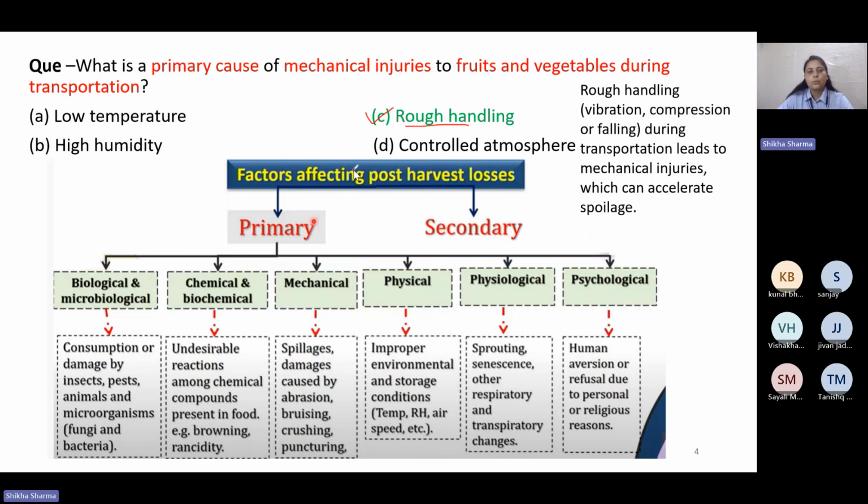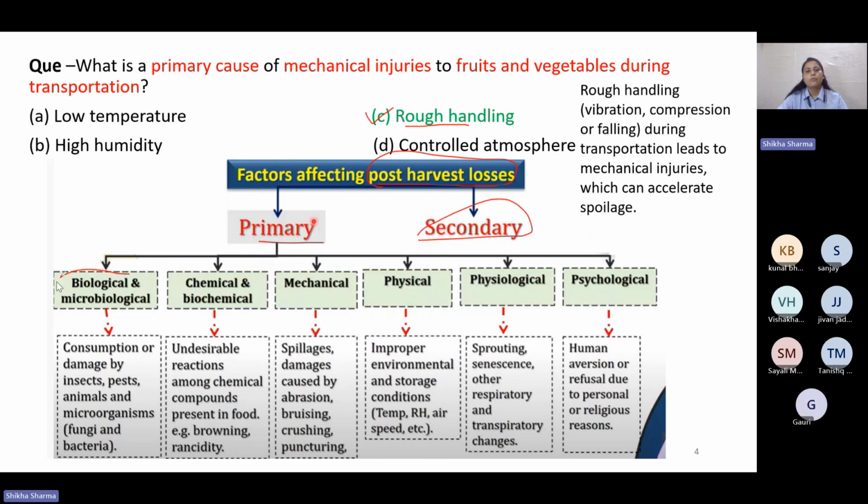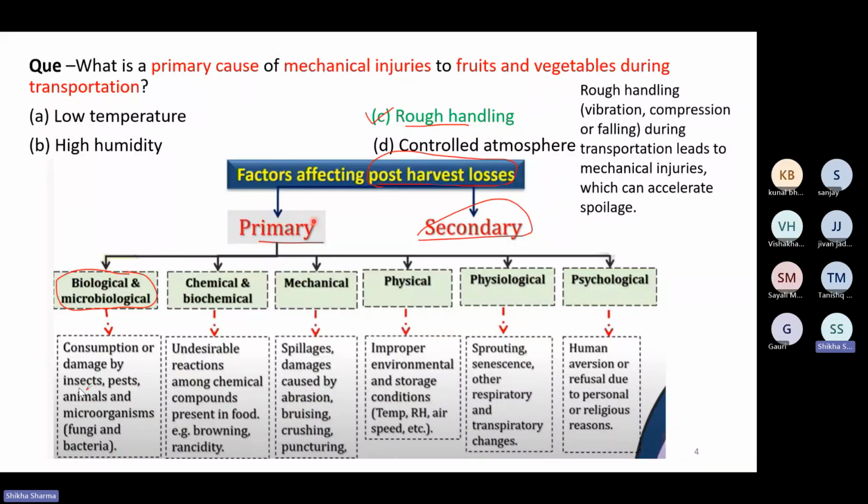When we talk about post-harvest losses, there are different factors which affect them. Some are primary and some are secondary factors. The primary factors include biological and microbiological, which are consumption or damage by insects, pests, and animals, and also from microorganisms, which may include fungi and bacteria.